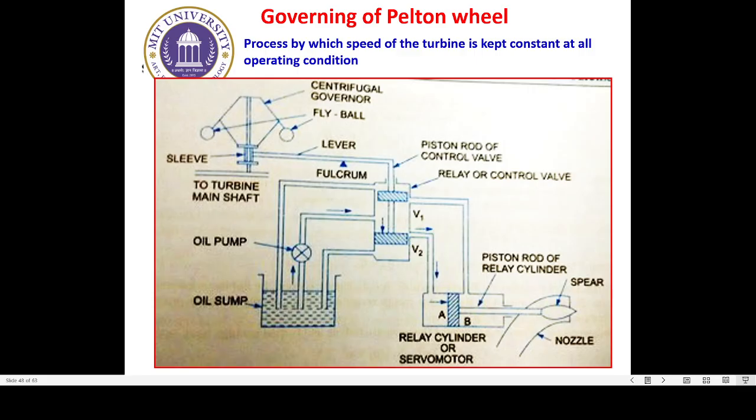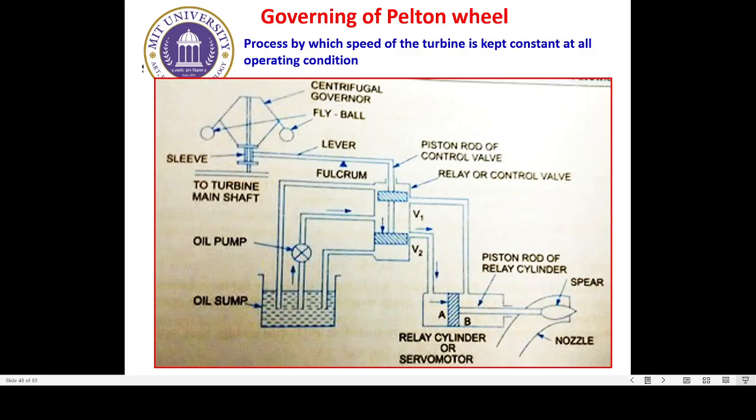So when the speed of the turbine also increases beyond the normal speed, and if the turbine or the generator is to run at constant speed, it is necessary that the rate of flow of water to the turbine should also be decreased. It should be reduced till the speed of the turbine reaches a normal level. This mechanism by which we keep the speed of the turbine constant under variable load conditions, this process, we call the governing of the turbine.